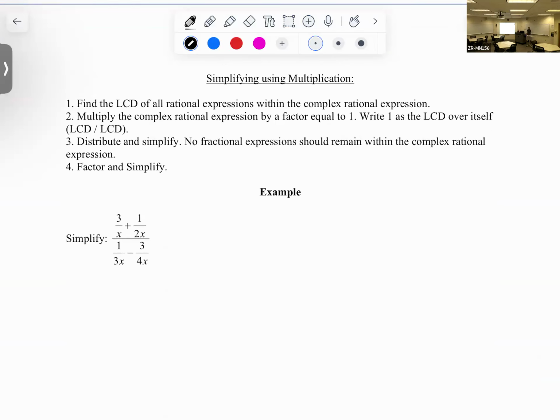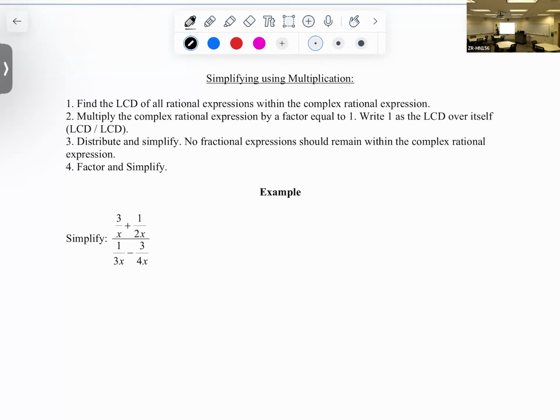Same thing, I have a complex rational expression. But sometimes you run across a situation where all these denominators are actually kind of nice to deal with. I have X, 2X, 3X, and 4X. So I look at all the denominators together. What is the common denominator among all of these?